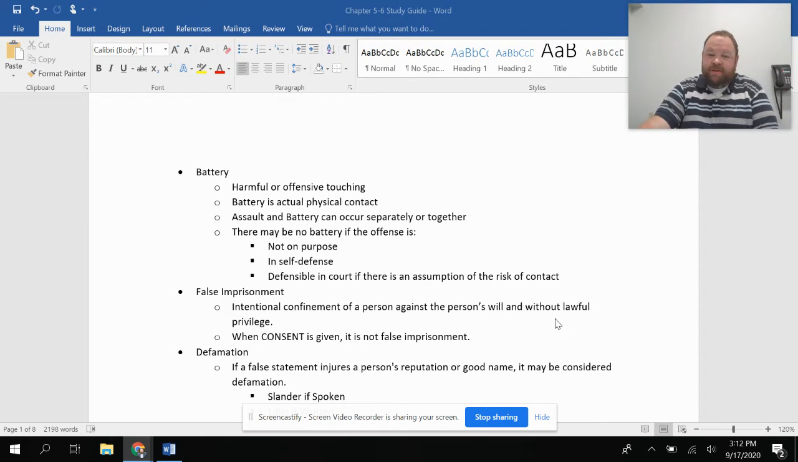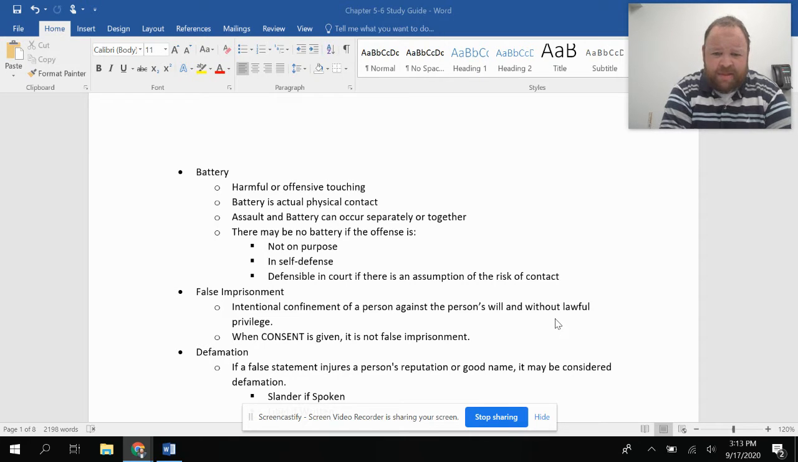That's not battery if it's not on purpose. So if I accidentally bumped into you in the hallway, would not be considered battery. If it's in self-defense, it's not considered battery. And remember, it's defensible in court if there's an assumption of risk of contact. So if you're playing football, you're boxing, whatever, you're not going to be able to use battery in court.